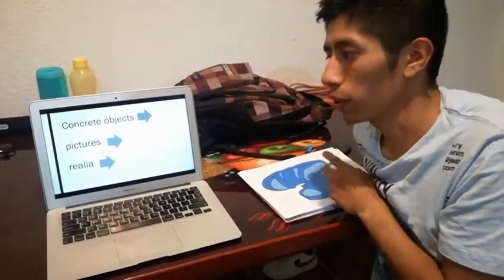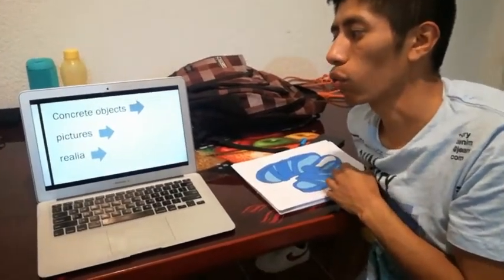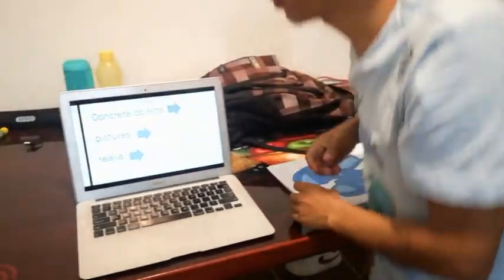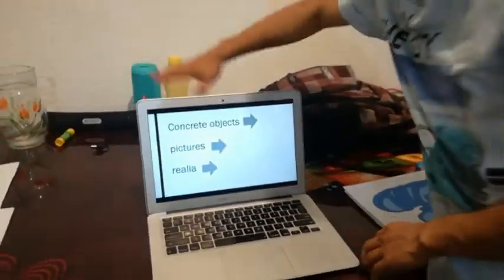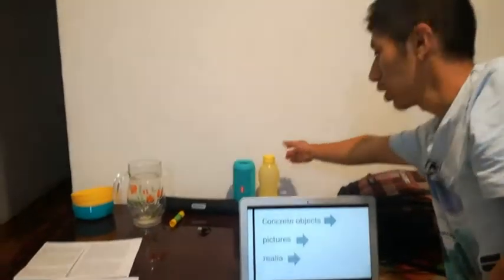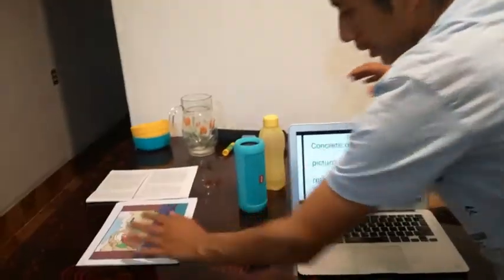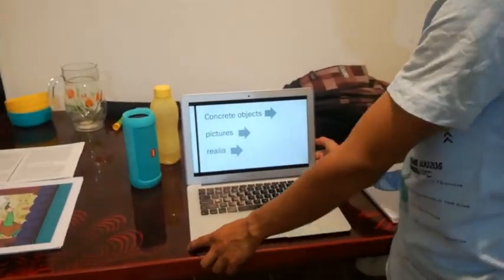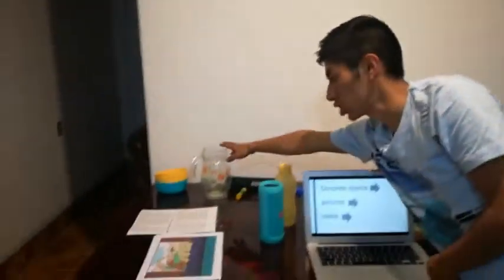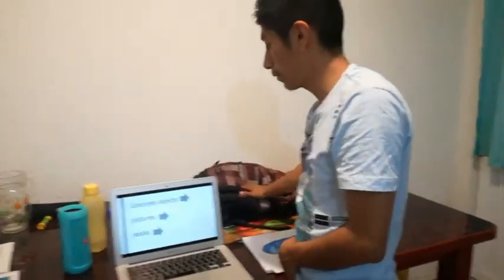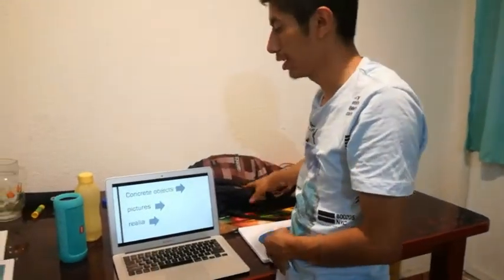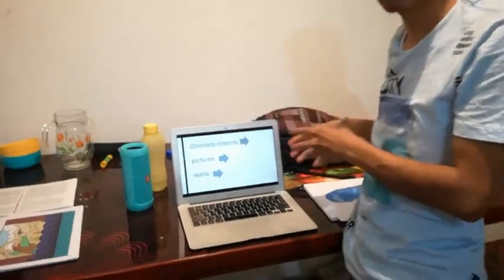This oral approach also focuses on concrete objects. For example, as you can see on the table in this part, we have a bottle of water, a speaker, flashcards, the table, the computer, again the flashcards, maybe a jar, maybe the backpack. So these are the concrete objects.